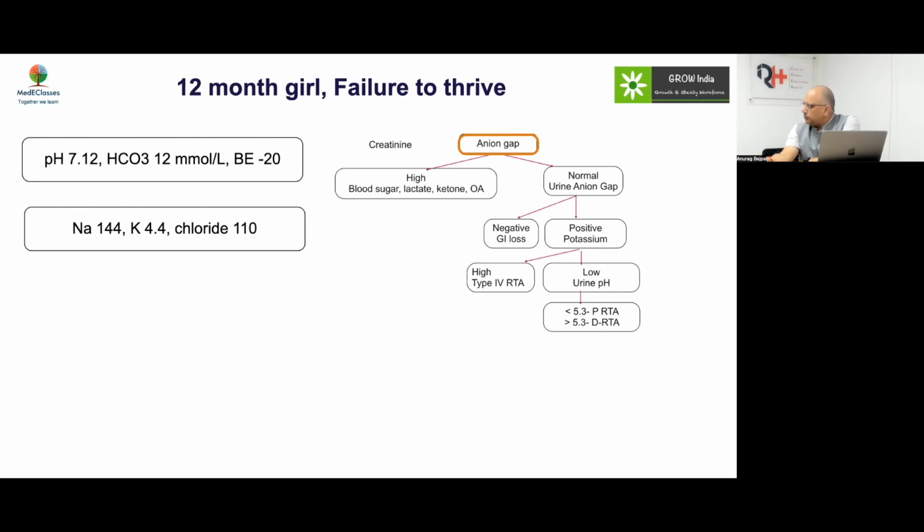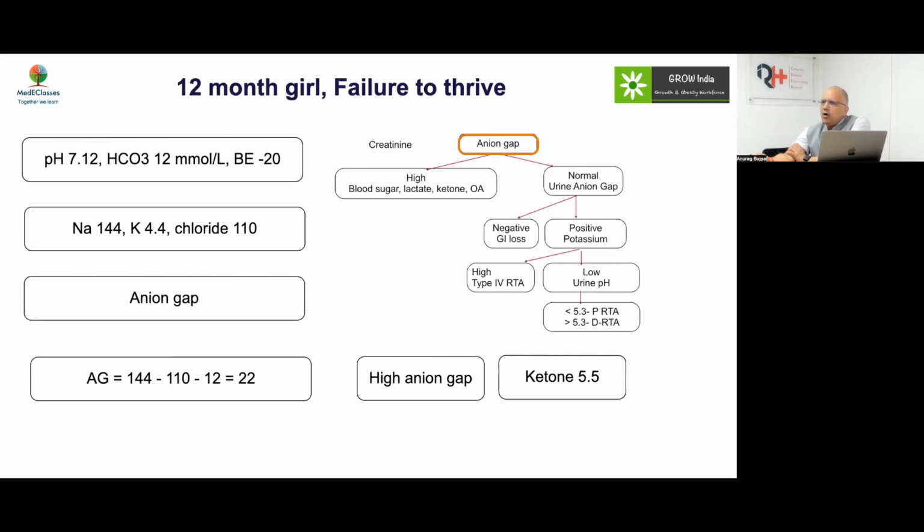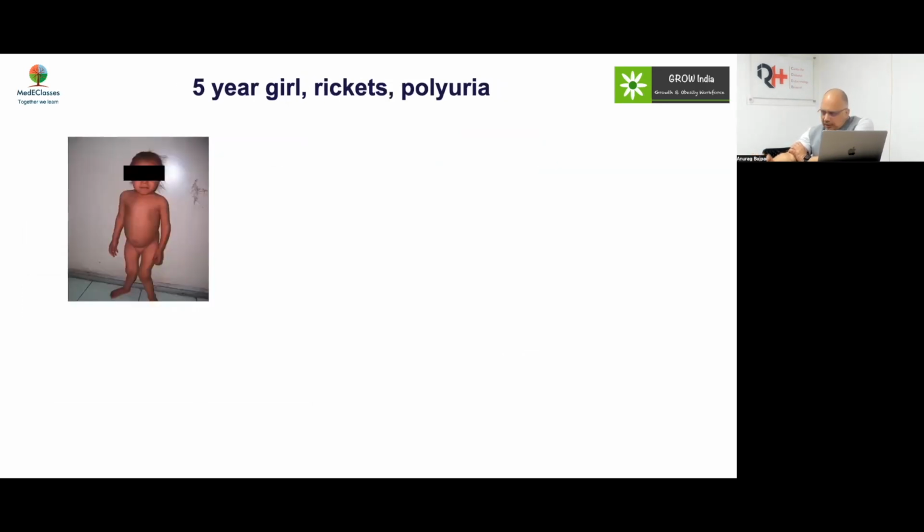144 minus 12 minus 110. So it's definitely on the higher side. So do you think this is RTA? You have to start thinking of something else. I've seen many patients who are labeled as RTA, but the anion gap was not measured and they actually turn out to be organic acidemia. So anion gap clearly in this case is high. We have to think of some form of organic acidemia in this setting.